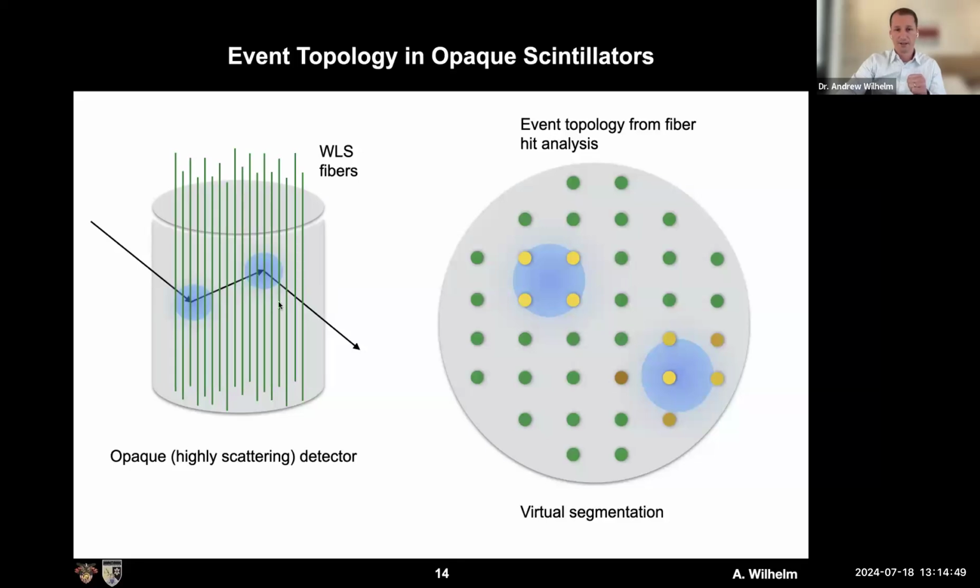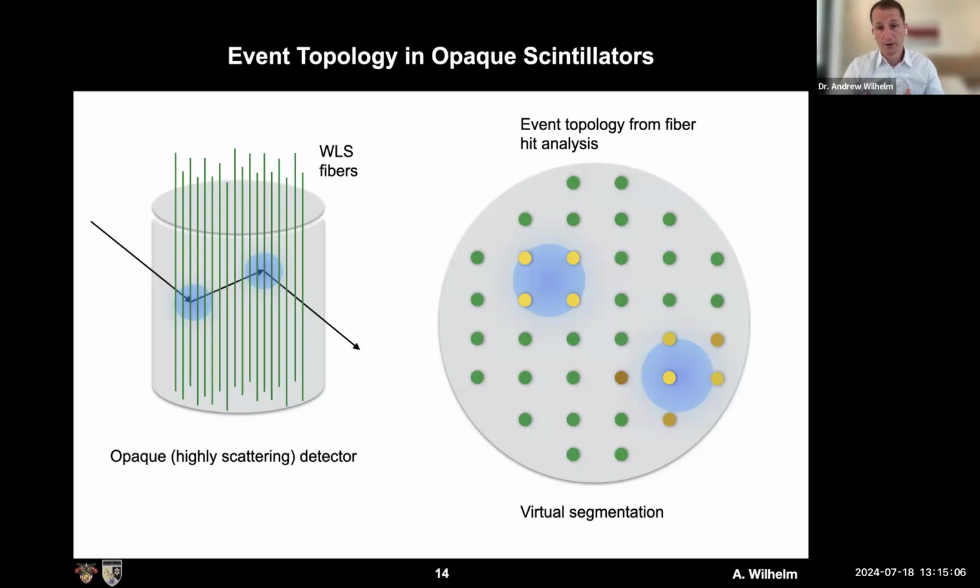And then down here, this second light ball, we're collecting a lot of light in this central fiber, a little bit less light here and a little bit less light here. And that allows us to sort of hone in on where that event took place.